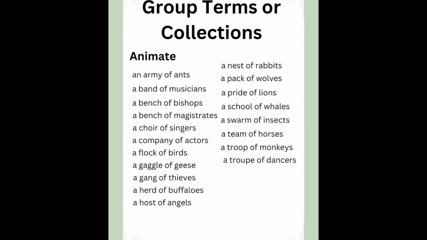Remember, we're on a journey in mastering vocabulary collections, group terms. For the animate, how do we make use of group terms? How do we group our words together to give a meaningful context? I have several examples here which we'll be looking at now. Under animates, of course, we have an army of ants.